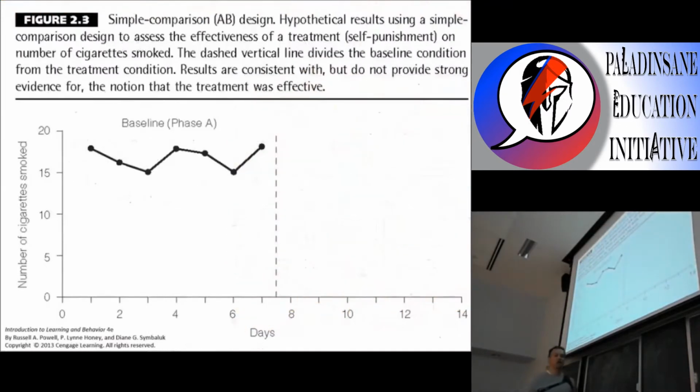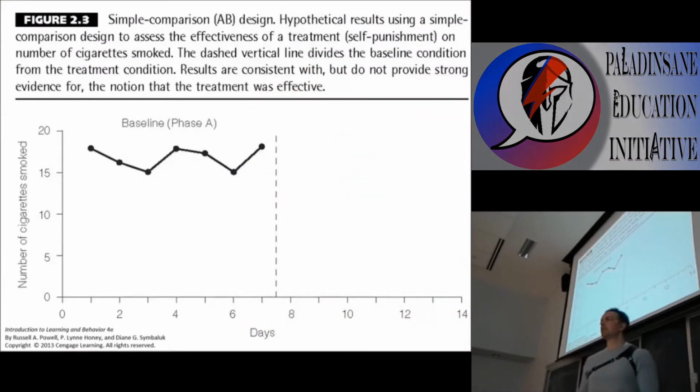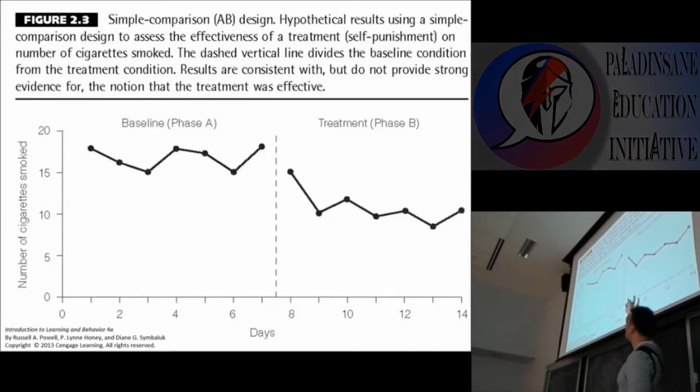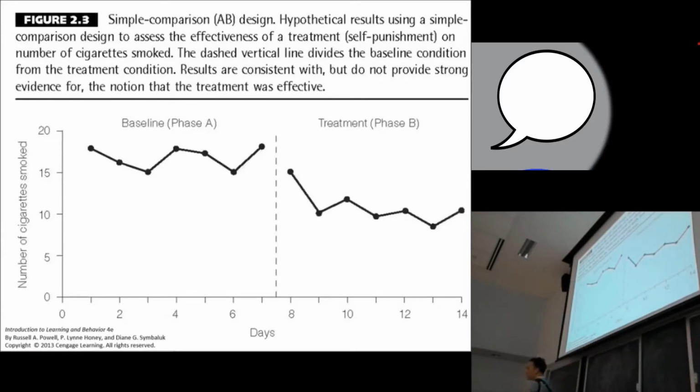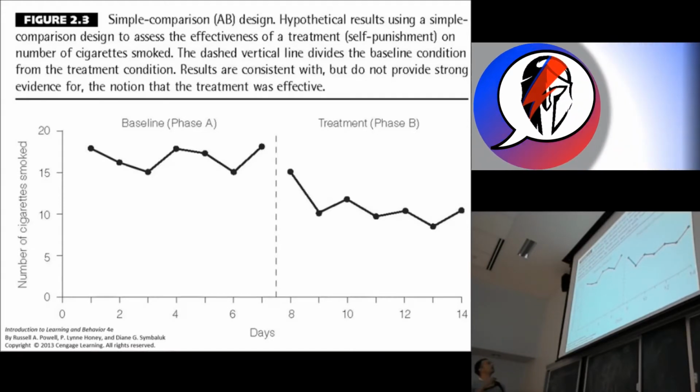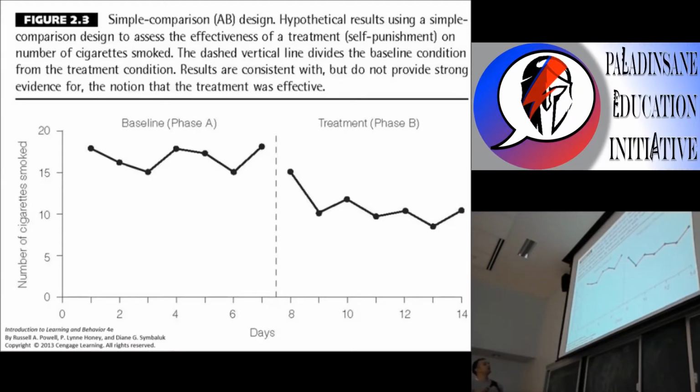And as we discussed last time, the problem with this design is if you do see a change in behavior. So if we're trying to stop somebody's smoking habit, we have the number of cigarettes smoked here. This is across the days during the baseline phase. And we can see that the amount of cigarettes that this individual smoked went down after the treatment phase was begun. And in this case, the treatment phase would be tearing up a $5 bill every time they smoked a cigarette.